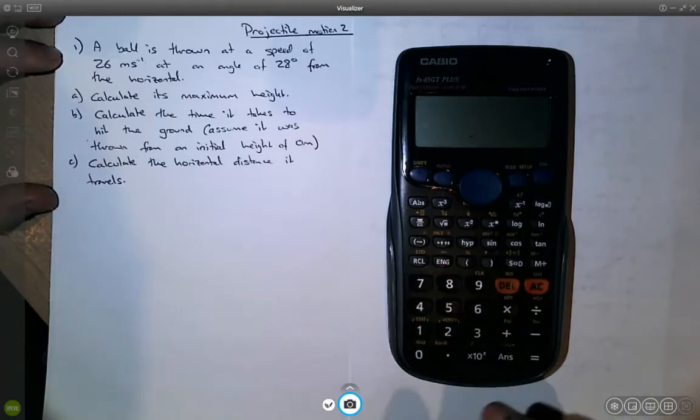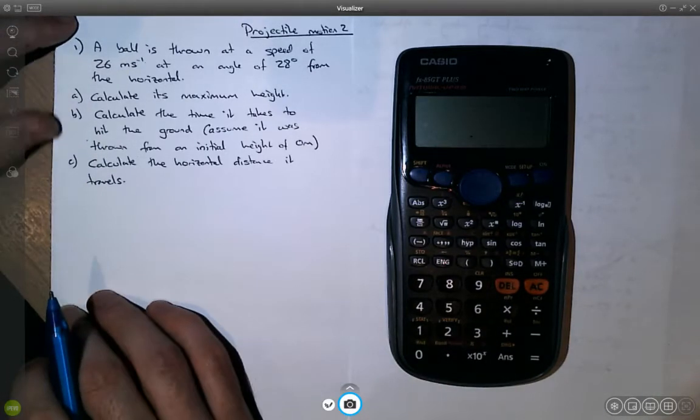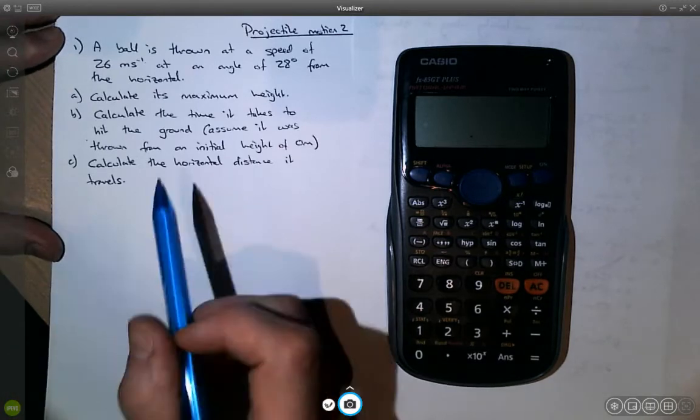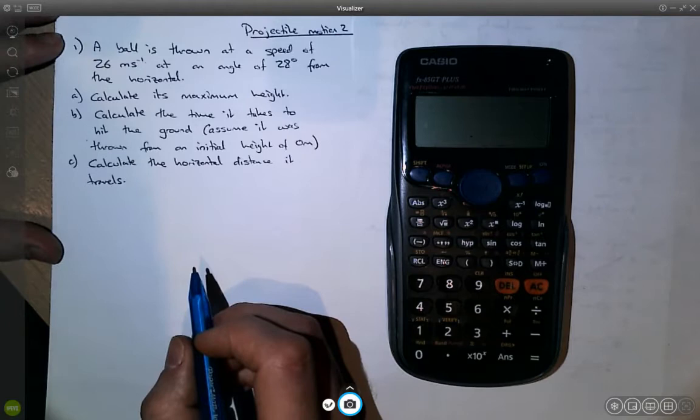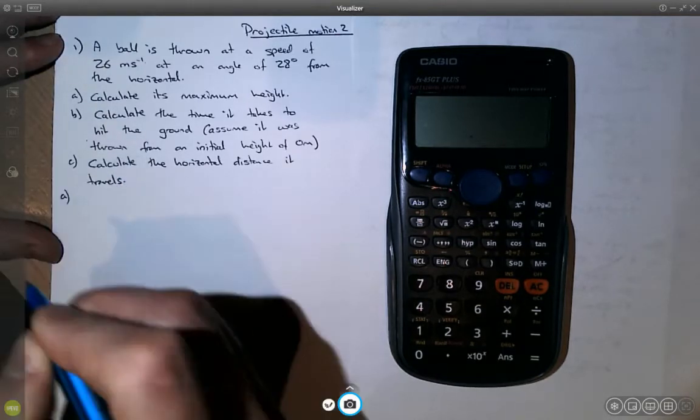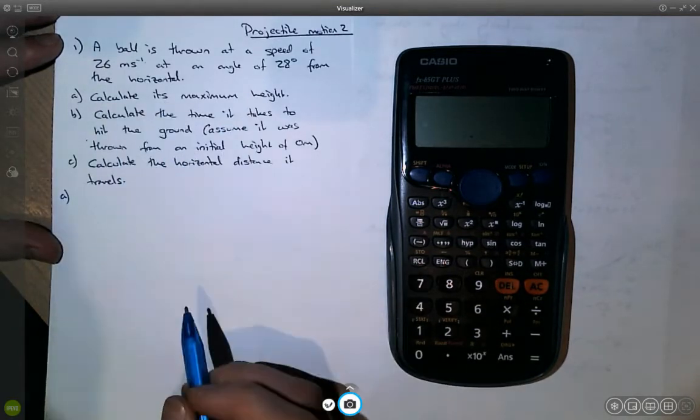In this video, we're going to look at two slightly harder projectile motion questions. Question 1 is here. Pause the video now and try this question. Part A requires us to calculate the maximum height of something that's being thrown.